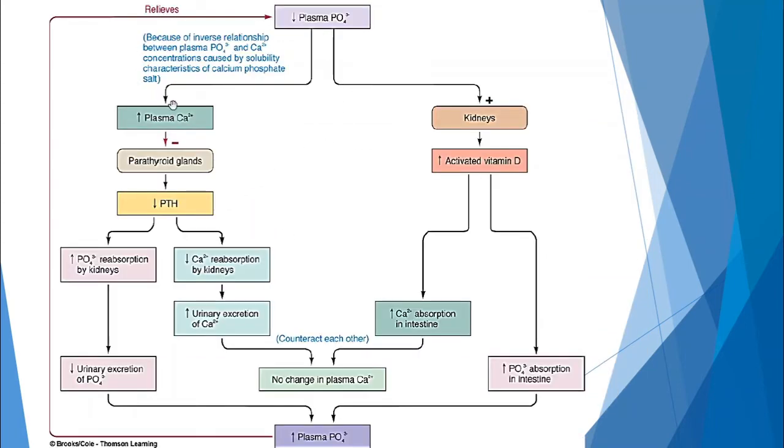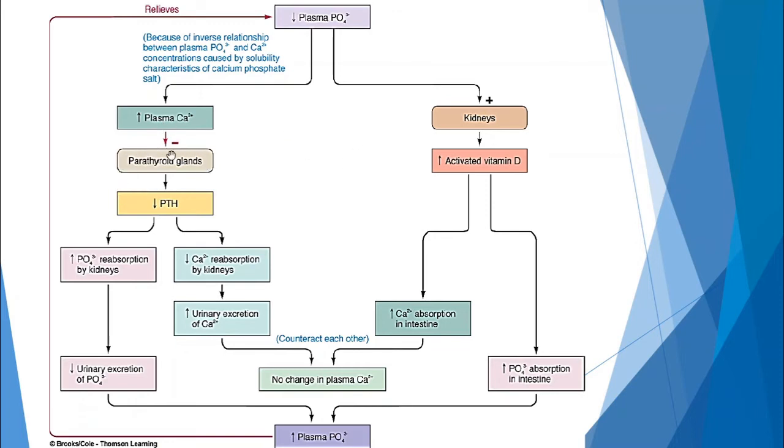So this is a system for phosphate, because there is an inverse relationship between plasma phosphate and calcium concentrations. And when your plasma phosphate concentration is low, two effects can be seen. One is there is an approximate or simultaneous increased concentration of calcium in the plasma.